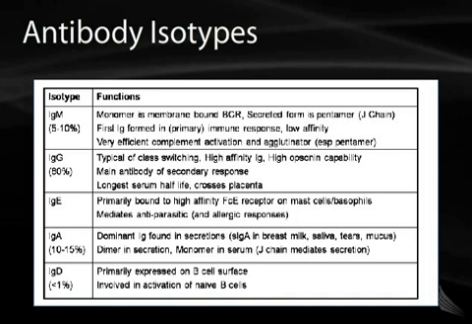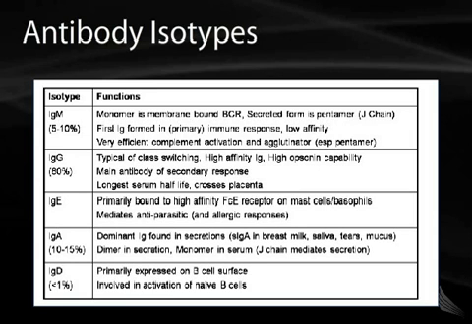It has very high opsonin capability. It's good at signaling those macrophages. It has the longest serum half-life, and as a consequence, it's the one that's found most abundantly in the blood. You'll see that 80% of the serum antibodies are IgGs. Another unique property of IgG is that it has the ability to cross the placenta. It's the only one that can do this.